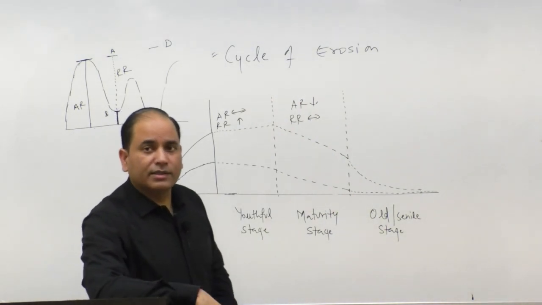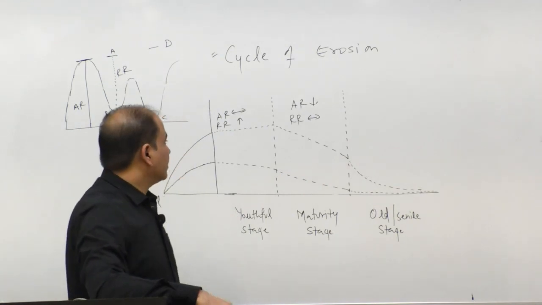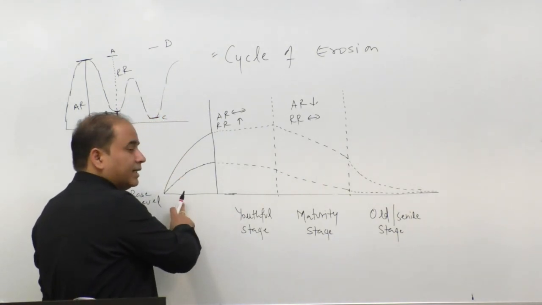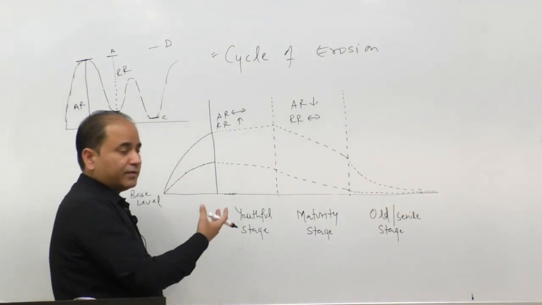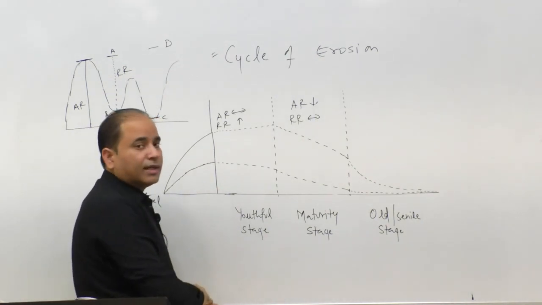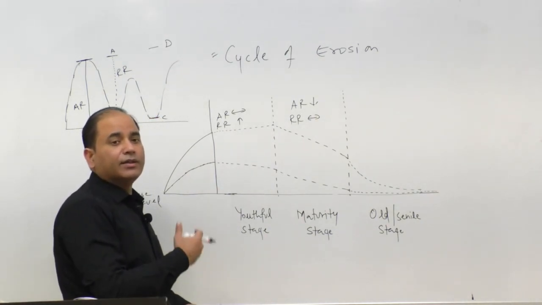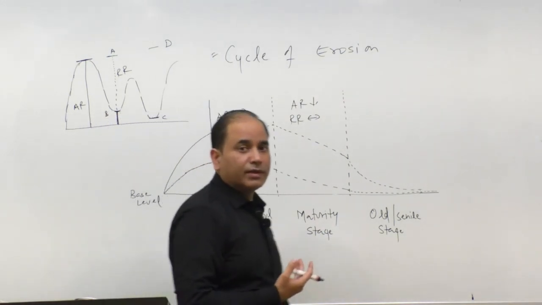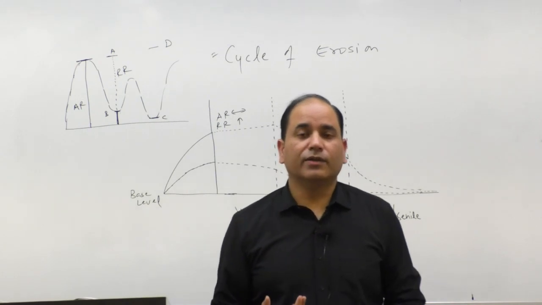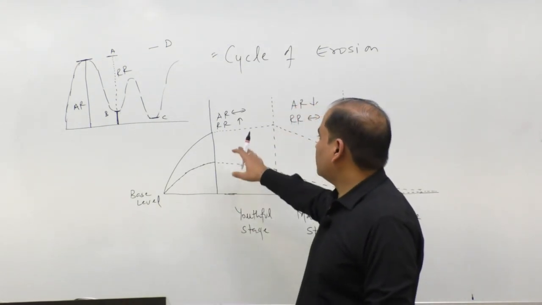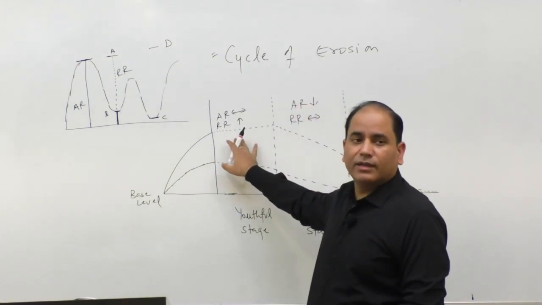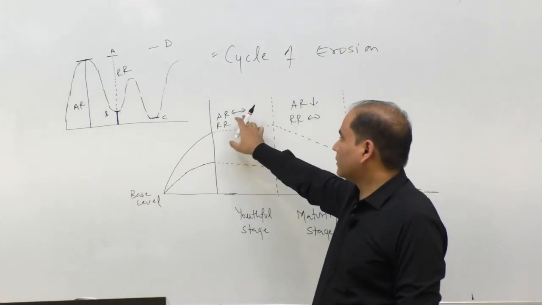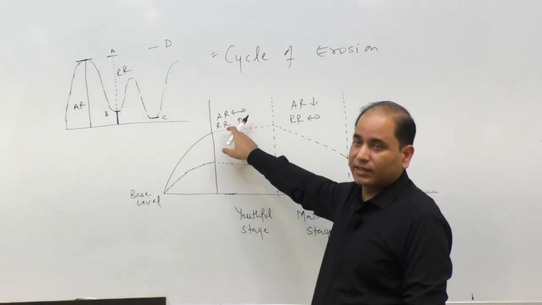Coming back to the discussion of Davis, what Davis was saying. Davis suggested that initially there will be a sudden and rapid upliftment. After this sudden and rapid upliftment, erosion will start. This erosion will affect the valley more. So the valley floor will be eroded, due to which the mountain will have more or less the same height. So absolute relief will remain the same, relative relief will increase.